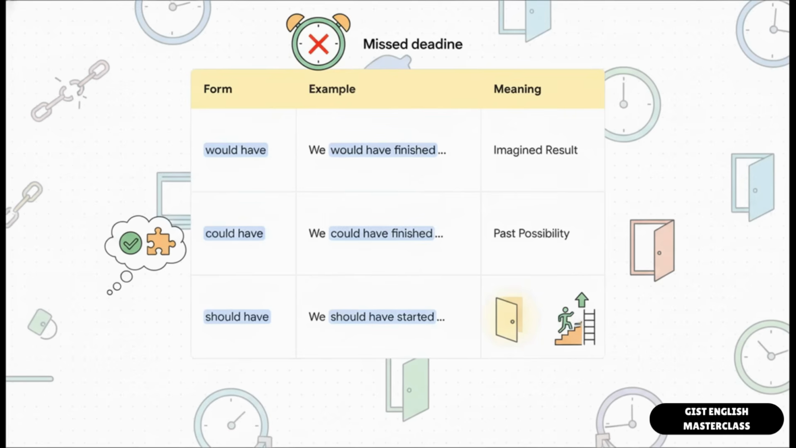If we use would have, we say we would have finished on time if we had the documents. That's our imagined result. With could have, we say we could have finished on time if we worked on the weekend. That's a past possibility we didn't take. And with should have, we say we should have started the project earlier. And that's us pointing out the better action, the mistake. Isn't that cool? Three phrases, same event, but three totally different meanings.